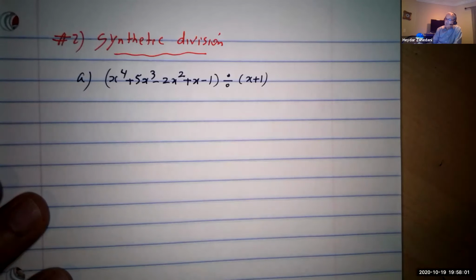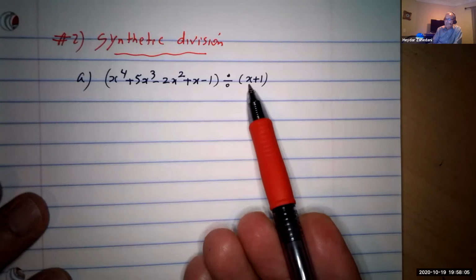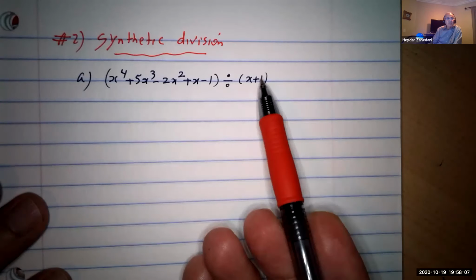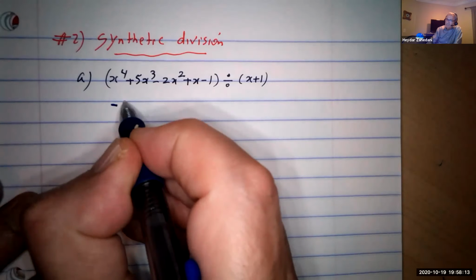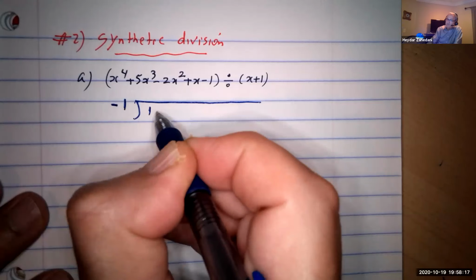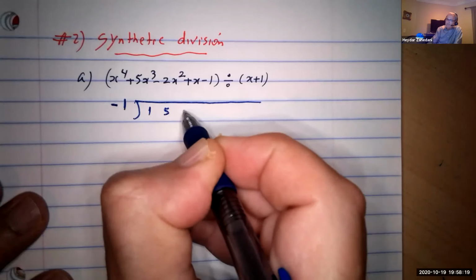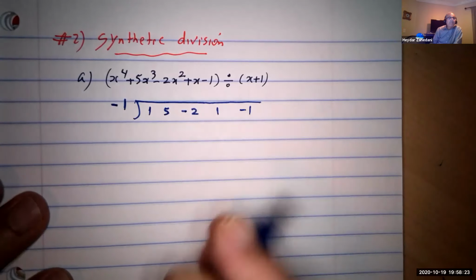The other one is we drop the x, but we use the opposite number. It's like you know that x plus 1 equal to 0 gives x equal to negative 1. So make sure to start with the negative 1. Otherwise, it's easy. Negative 1. We're going to put the coefficients: 1, 5, negative 2, 1, and negative 1.